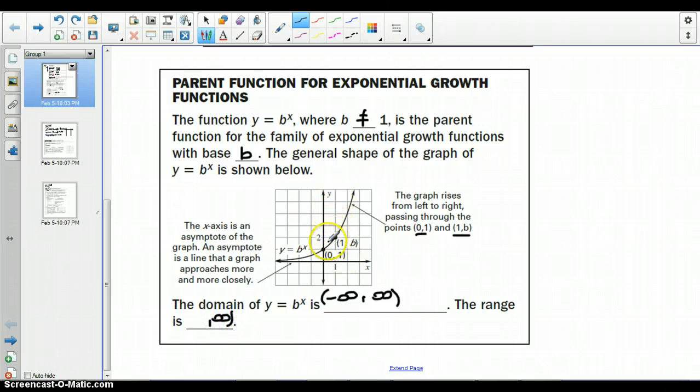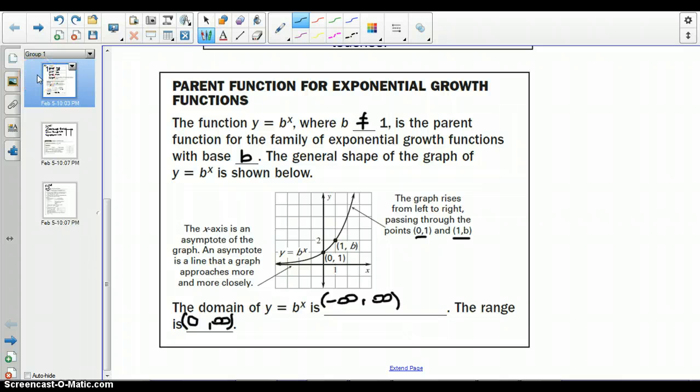But does it keep going all the way down to negative infinity? No, it does not. It gets really close to that x-axis, but it never touches or never goes over it. So the smallest value that you can have in this function for y is 0. So the range starts at 0, goes all the way to positive infinity.